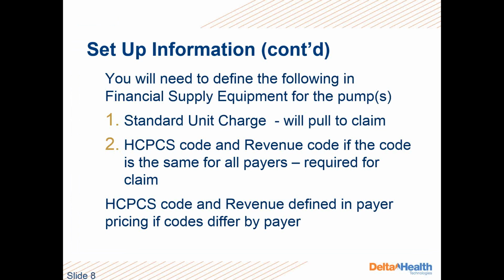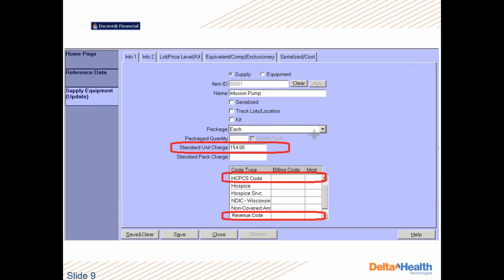You'll also need to define in financial the standard unit charge for the pump, as well as HCPCS and revenue codes if the code will be the same for all payers. If the code will differ from one payer to the other, the HCPCS and revenue codes would need to be defined in payer pricing. Slide 9 shows us where we would document the standard unit charge and the HCPCS and revenue codes in the supply and equipment table within Encore Financial.